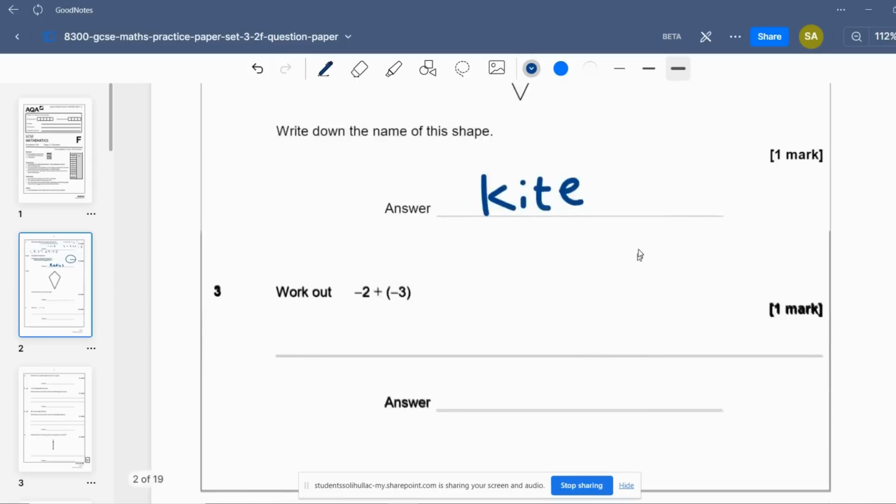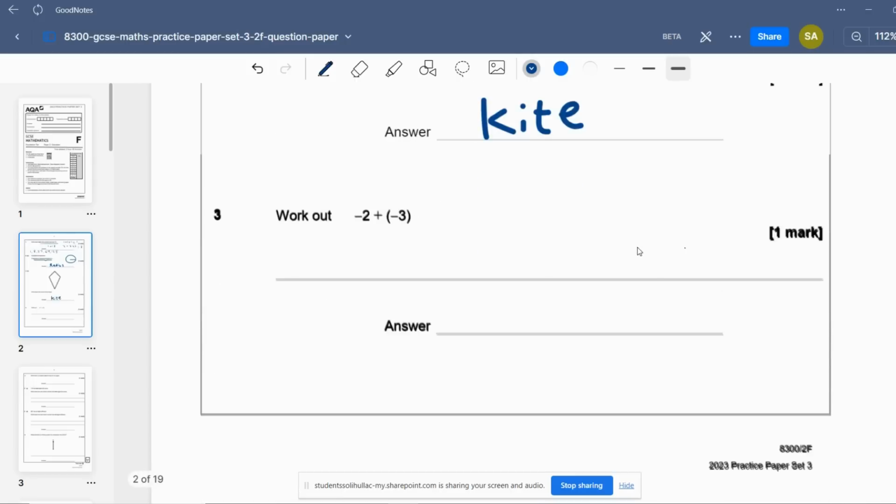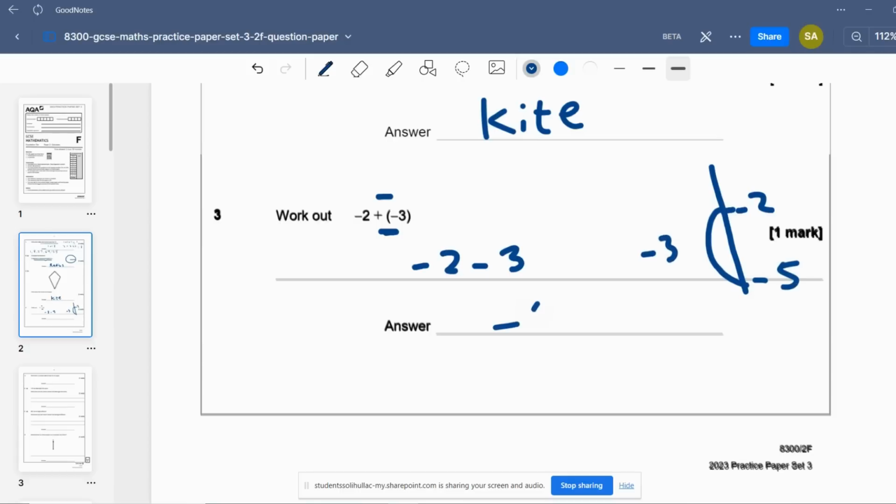Question number 3 is -2 plus -3. So we will combine these two signs together. A positive and a negative is negative, so it is -2 take away 3. That means on a number line, you start from -2, and you're going 3 places down. So -3 means you're going 3 places down and you land on -5. So your answer will be -5.